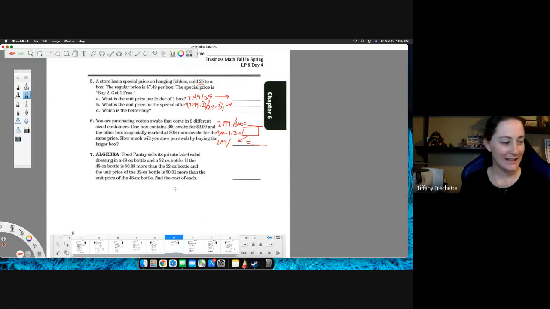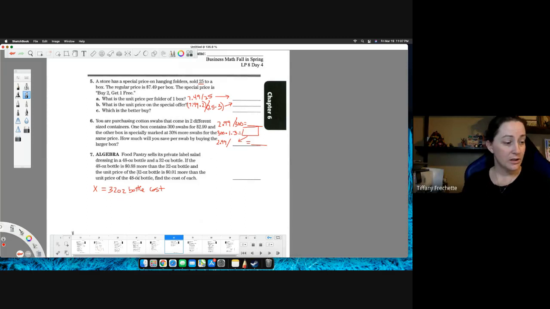So first, we need to start identifying some variables. What do we not know? We don't know the cost of our 32-ounce bottle. We don't know the cost of our 48-ounce bottle, sorry. So we just need to do some variables here. So let's say x equals our 32-ounce bottle cost. All right, so there's our cost. Instead of having to say that each time, we can just say X. X now represents the cost of the 32-ounce bottle.